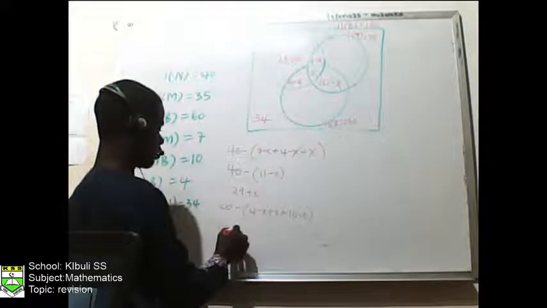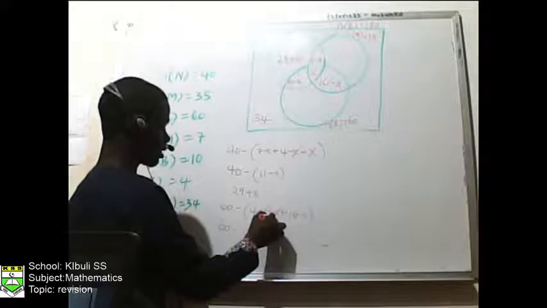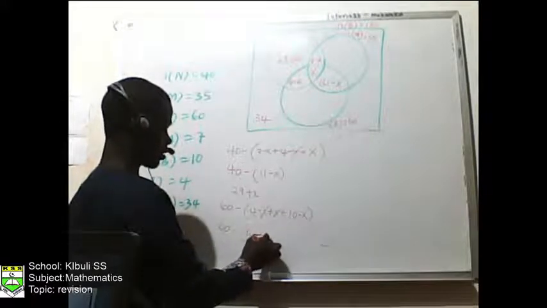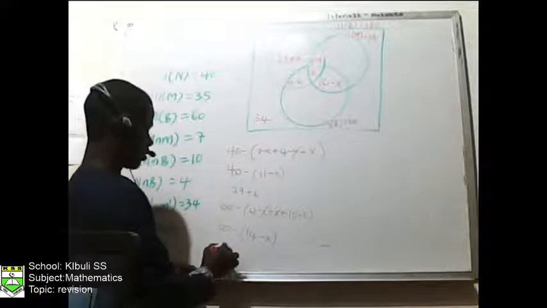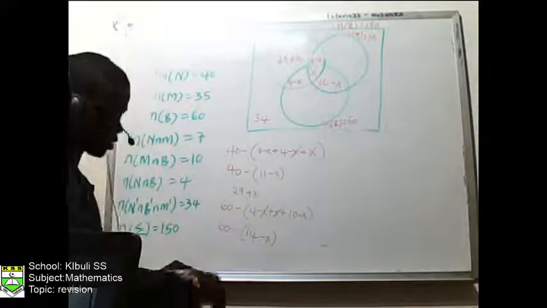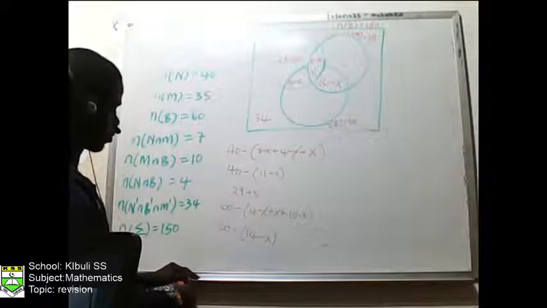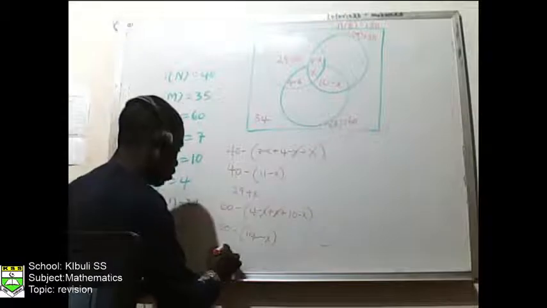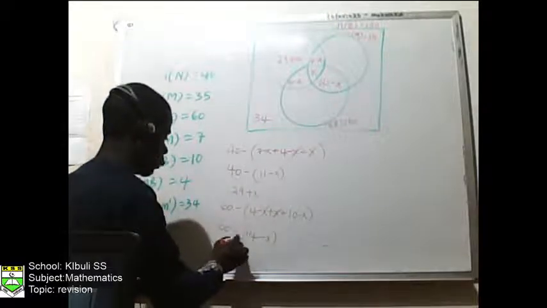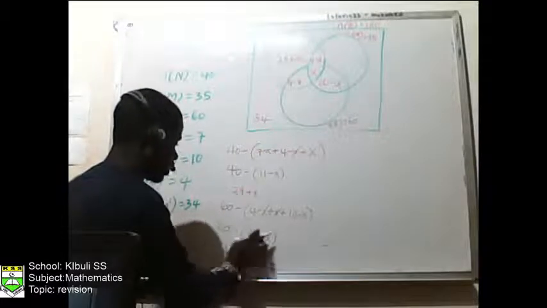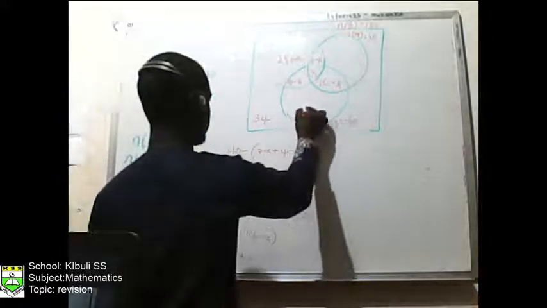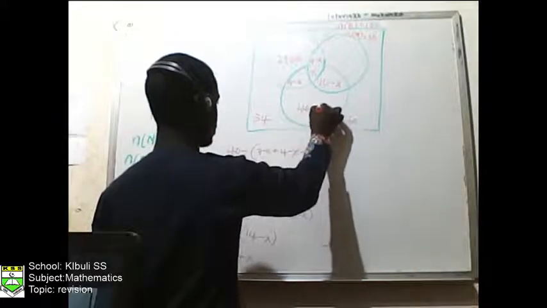So it is 60 minus, this will go with that. This will be 14. When I add this and this, minus x. And then 60 minus 14, I think the answer will be 46. Yes, 46. So the answer here is going to be 46. This minus this, it is positive. It will be positive, yeah? So here I will have 46 plus x.